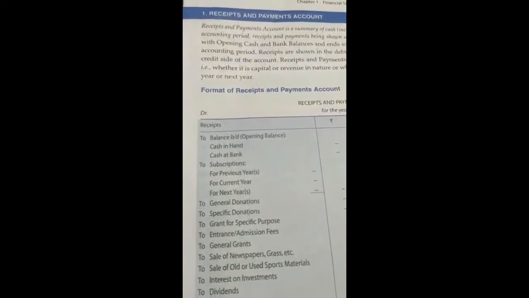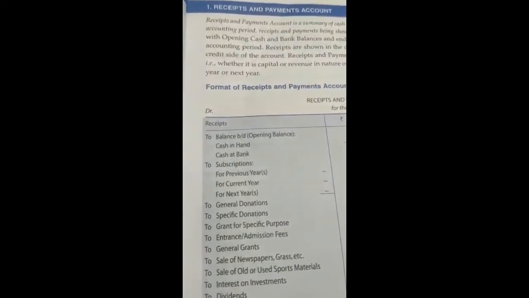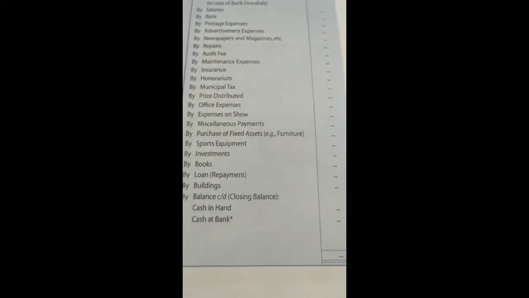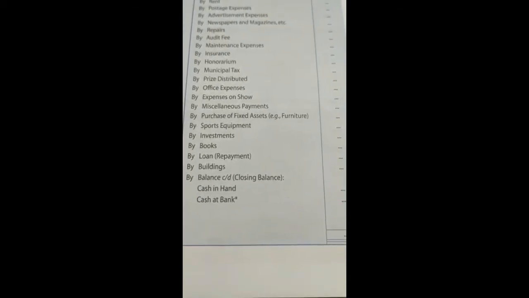Now closing balance. Opening balance is on the debit side, cash in hand, cash at bank, to balance BD. Similarly, we have the closing balance at the end by balance CD, that is again cash in hand and cash at bank. So this is the overall format of your receipt and payment account. If I summarize it, on the receipt side we have all the items which result in inflow of cash and bank, and on the payment side we have all the items which result in outflow of cash and bank. So this is the format of receipt and payment account.